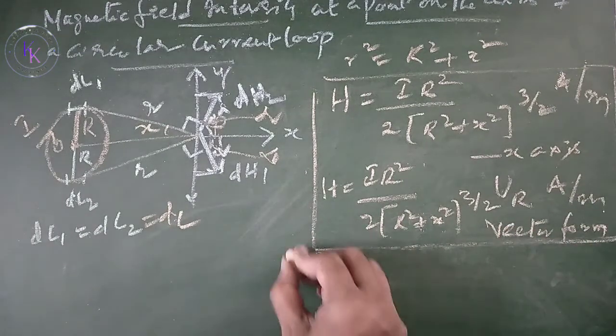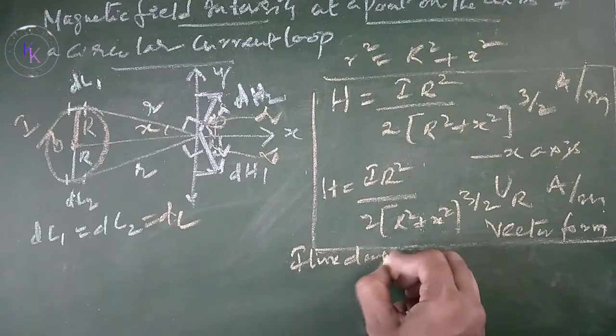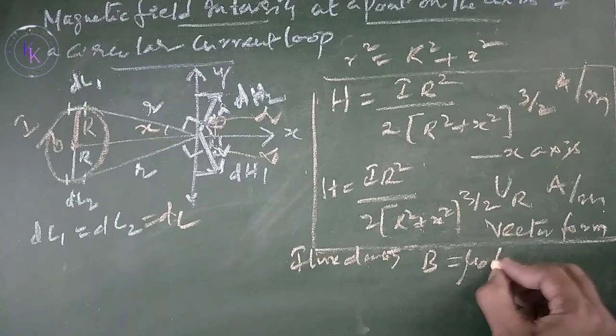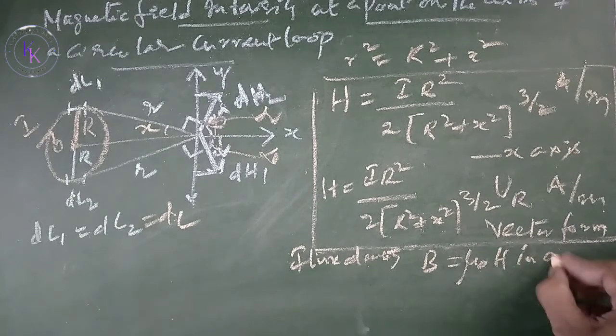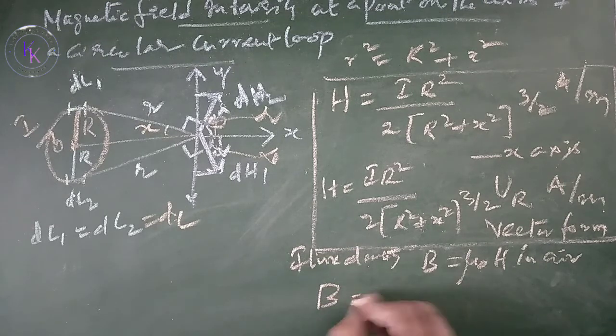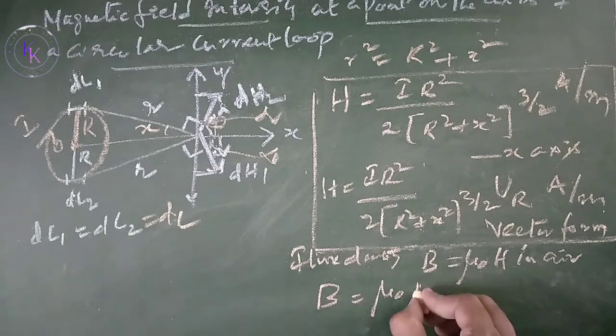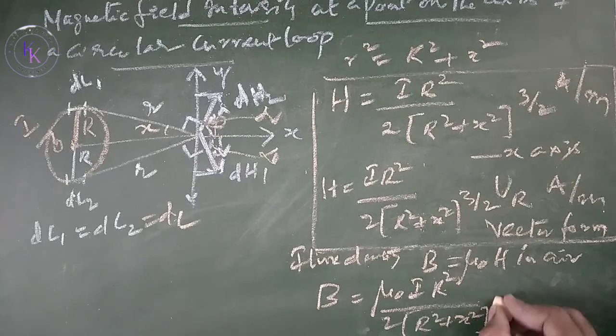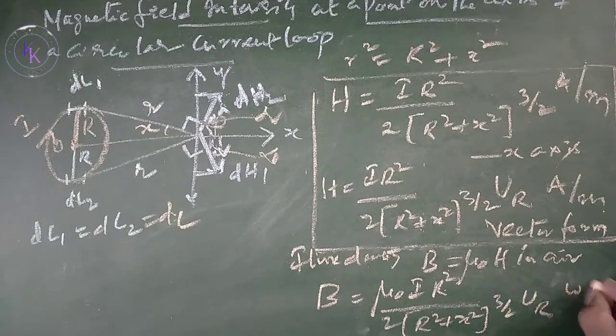The flux density B equals mu naught H in air. Then B equals mu naught I R square divided by 2 times R square plus x square whole to the power of 3 by 2 ur Weber per meter square.